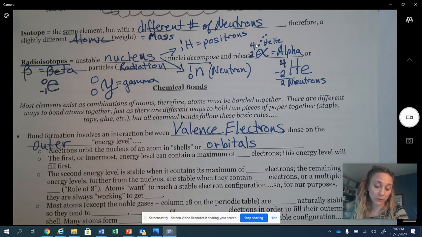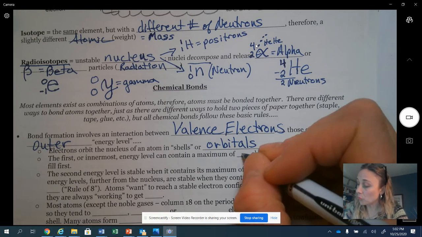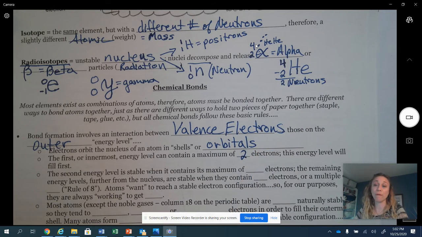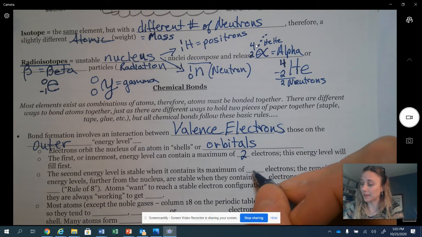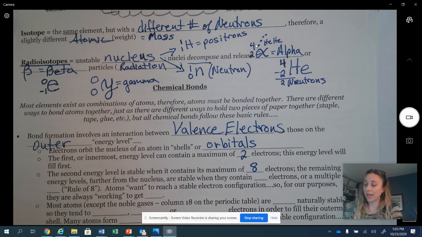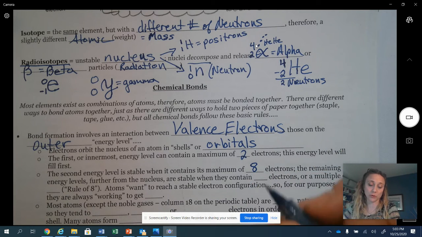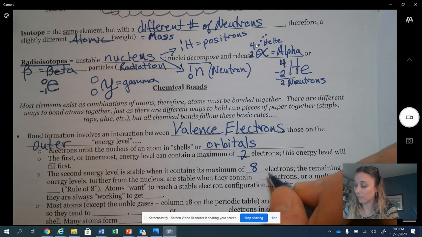The first innermost energy level contains a maximum of 2 electrons. This energy level will fill first. Okay. And the periodic table is designed to reflect that because it affects the chemistry and bonding. The second energy level is stable when it contains a maximum of 8 electrons. And then we're going to say that the third level is also stable when it contains 8 as well.